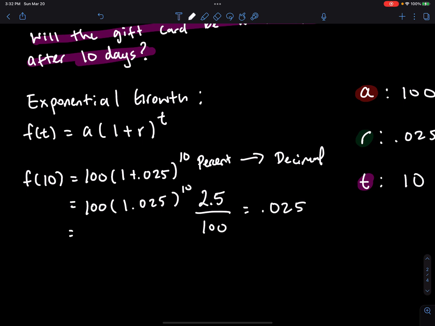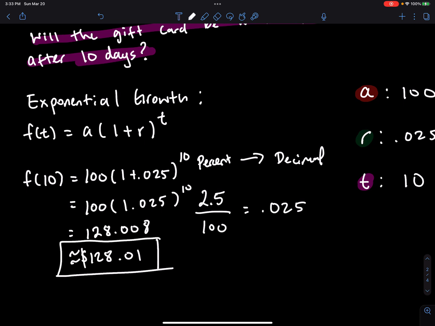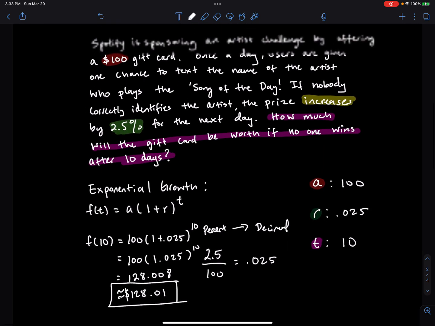If I put this in my calculator, I should get 128.008, but I'm going to round it to the nearest cent. So it would be $128.01. And that's it. This is the final value after 10 days. So this is an example of exponential growth.